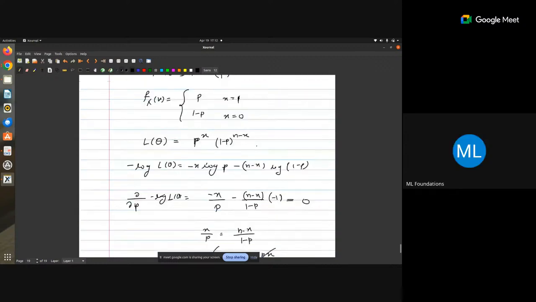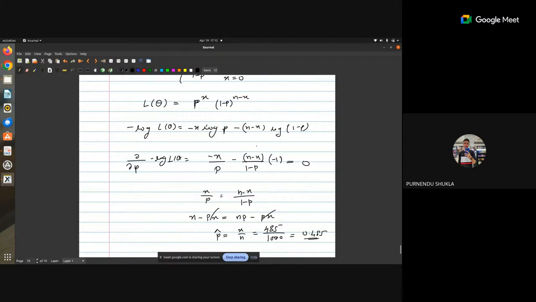Here you wrote the negative of n minus x over 1 minus p times negative of 1. If we multiply negative 1 with the previous negative sign, negative times negative should be a positive. So let's say minus x by p, negative and negative will become plus: plus n minus x upon 1 minus p equals 0. This term goes to that side, so n minus x upon 1 minus p equals x by p.